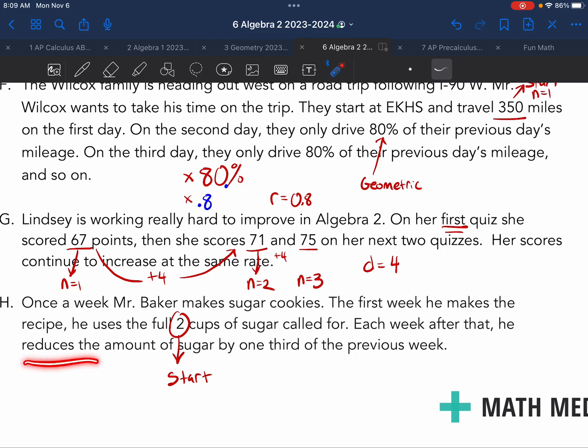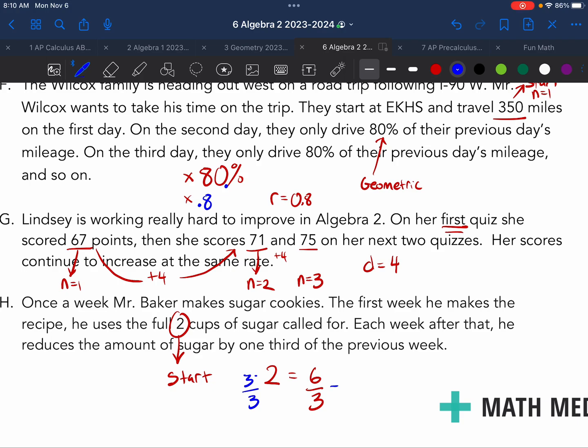If he's reducing by 1/3 from the previous week, it's not a consistent amount. For example, what if I start at, I'm just going to randomly choose a number, 47. If I start with 40, no, I can't start with 47. I have to start with 2, don't I? Okay, if I start with 2, 2 is really the same thing as 6/3. Why? Because I multiply the top and bottom by 3. I see what's about to happen here. If I go down by 1/3, I'm going to subtract 1/3 of 2.